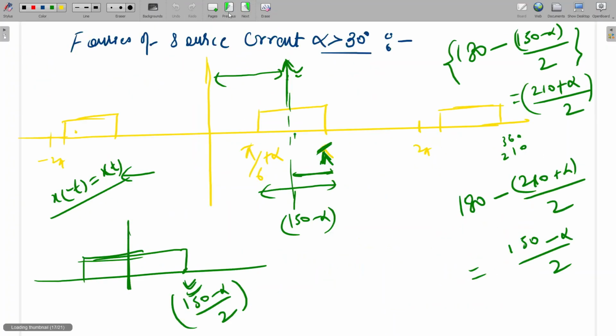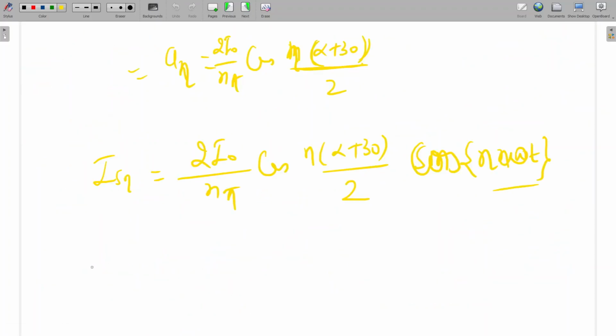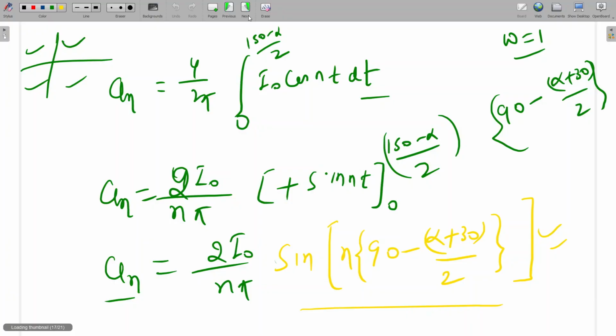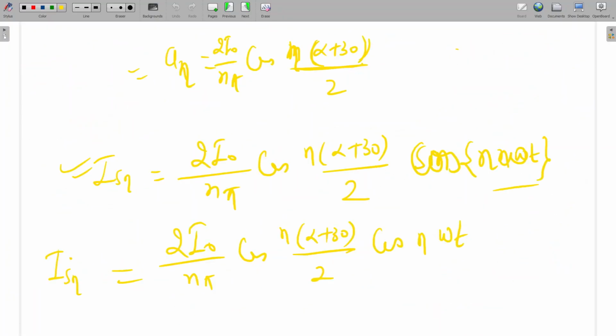But we have to write for this one, so that will be shifted. So this is for shifted, and this is for actual. So the actual equation will be 2 I naught upon n pi cos n into alpha plus 30 by 2, into cos n omega t with the shifting. Here what was the value? 210 plus alpha by 2. So the shifting was 210 plus alpha by 2.